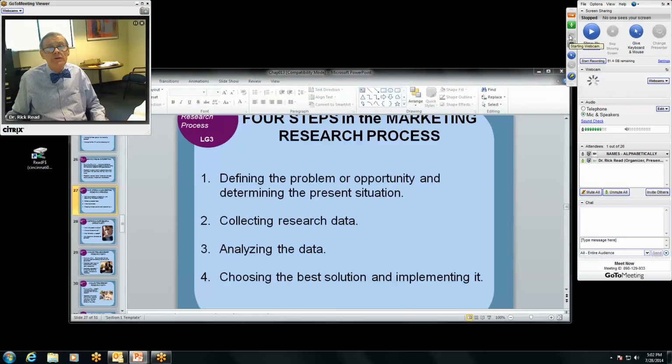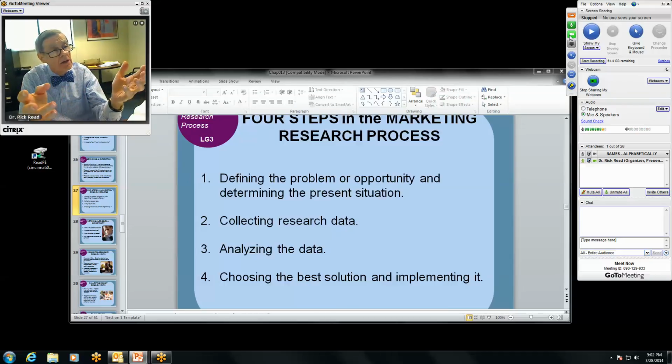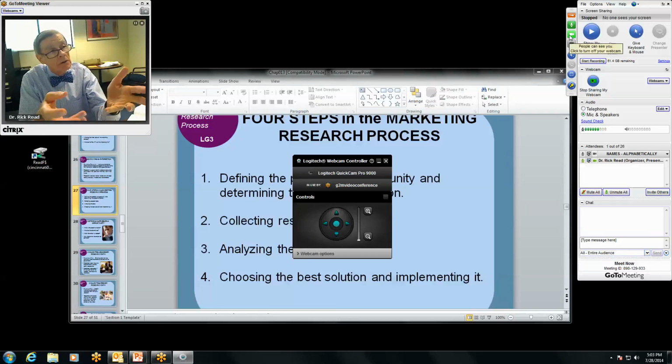These are the steps in the research process. You can see this on page 361. You have to define the problem or the opportunity that you have and the present situation. Then you have to collect the data. You have to do the research to find out what it is you need to find out. Once you have all that information, you need to analyze it and make sense of it so that it winds up telling the story that you're looking for.